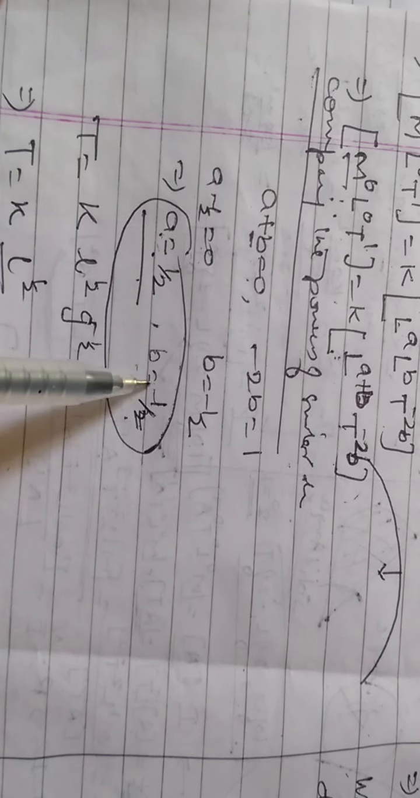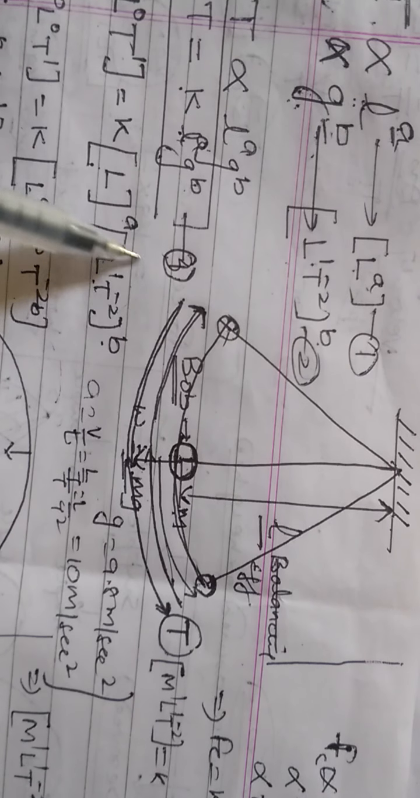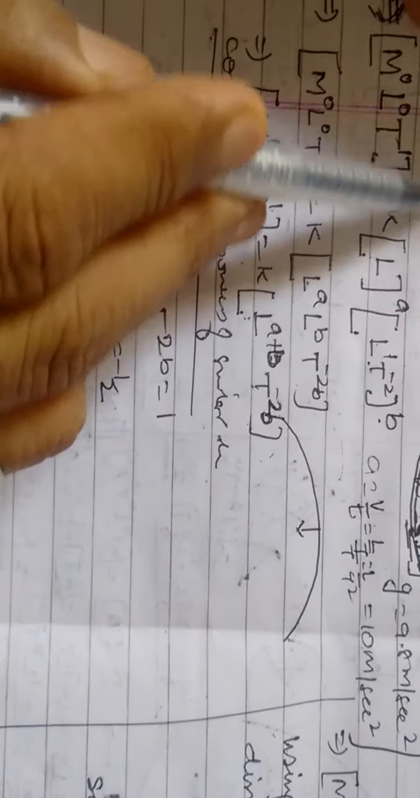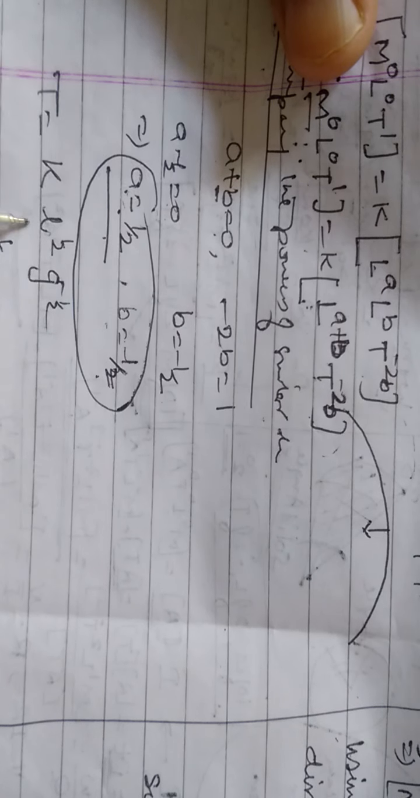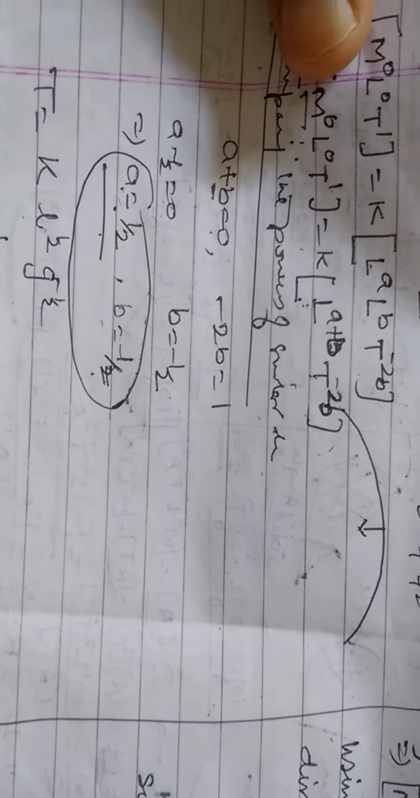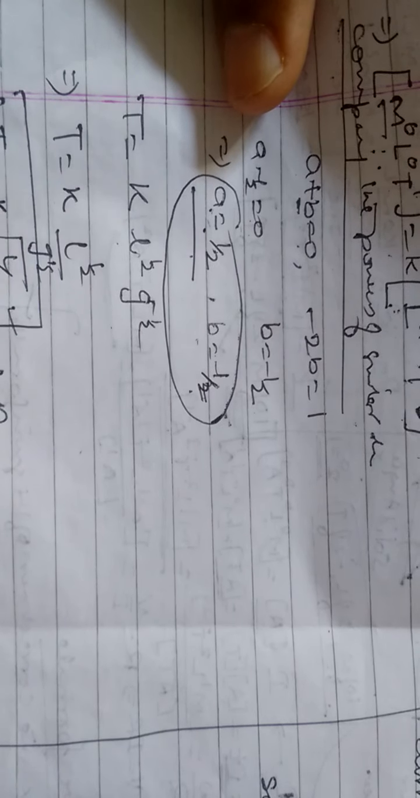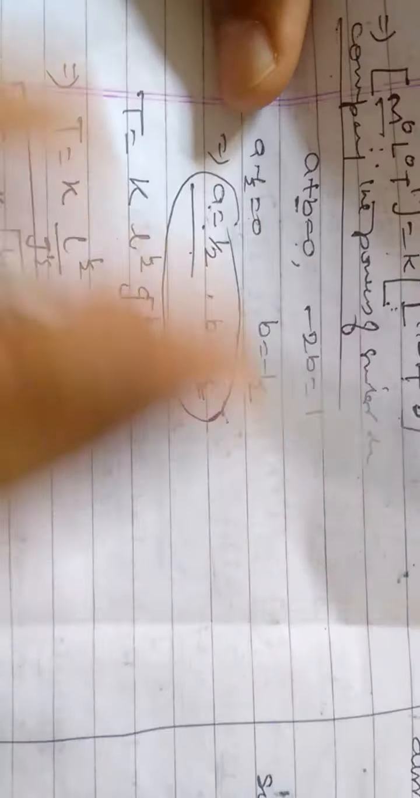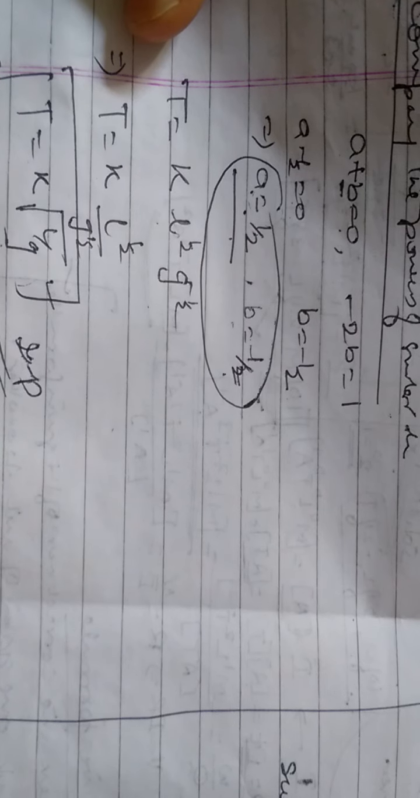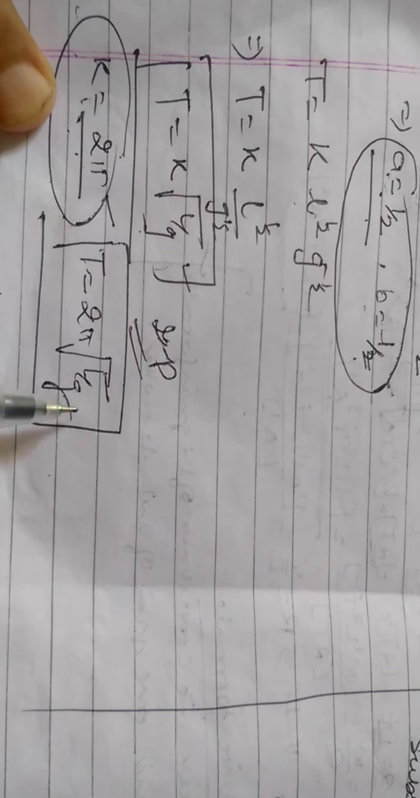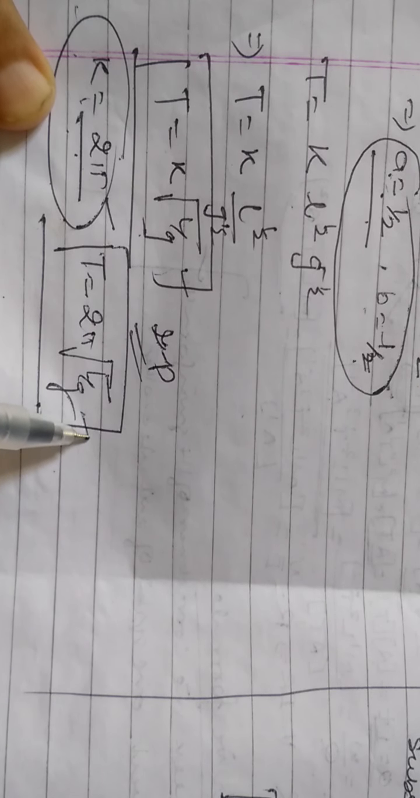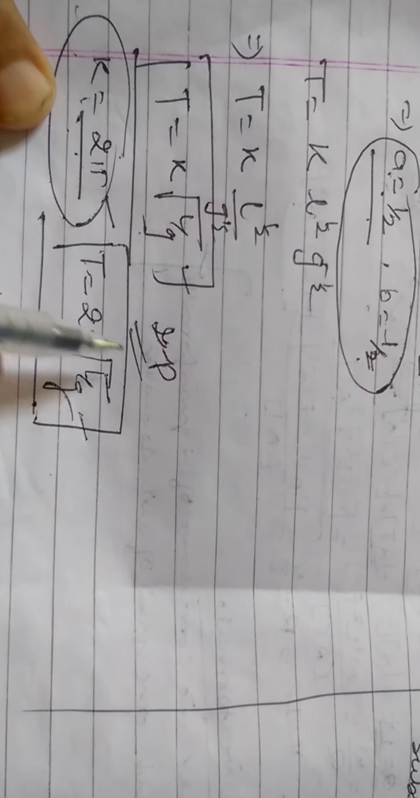We substitute these two values of A and B in equation third. Now T is equal to K L^(1/2) G^(-1/2). We can write T is equal to K L^(1/2) upon G^(1/2), or T is equal to K square root of L upon G. In this method, the value of K is 2 pi. So T is equal to 2 pi under root L upon G. It is the formula which is used to calculate the time period of a simple pendulum.